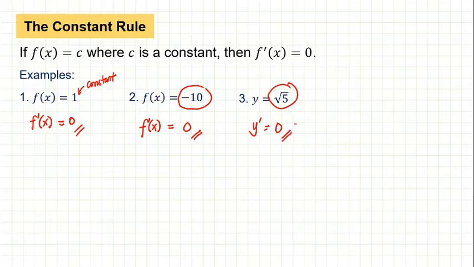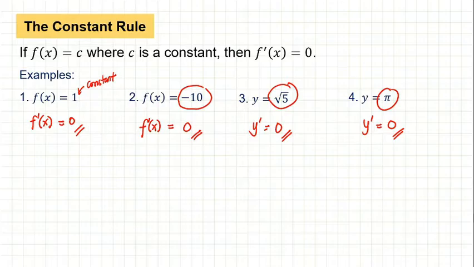Okay? And another one, suppose we have y equal to pi. Take note, pi is a constant. It has an approximate value equal to 3.14. So therefore, since pi is a constant, the derivative of y now is equal to 0. Okay? So that is our first rule on differentiation, the constant rule. The derivative of a constant is always equal to 0.